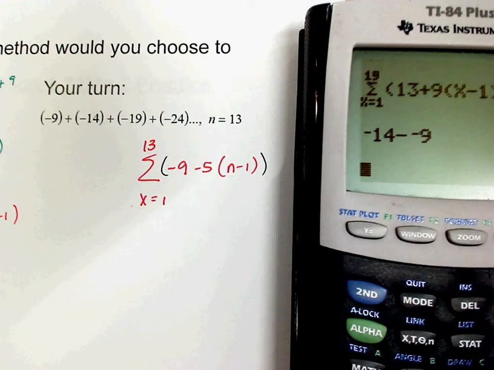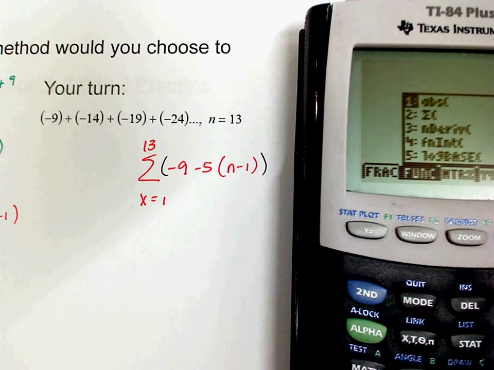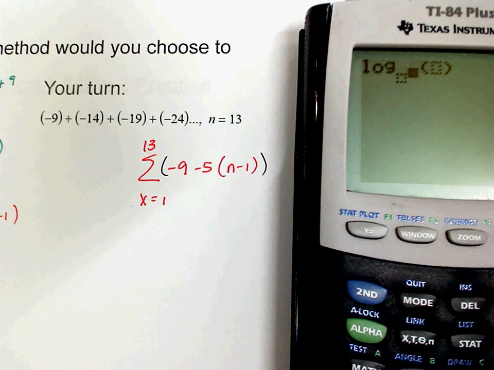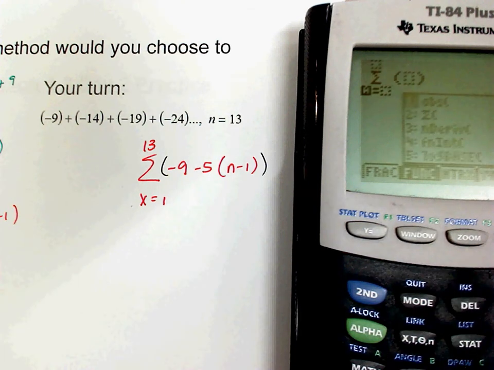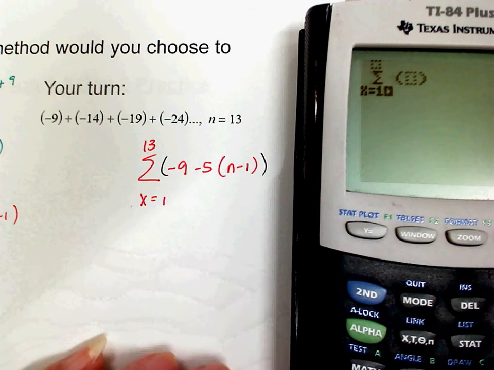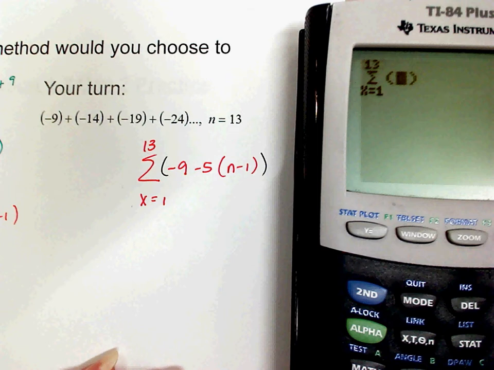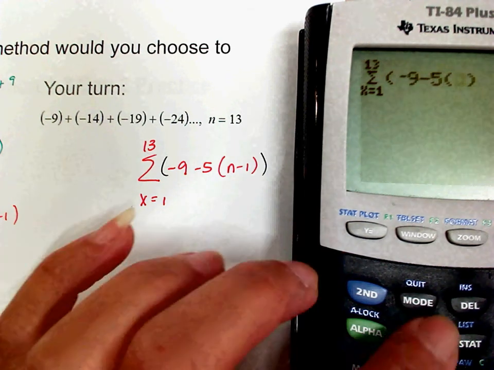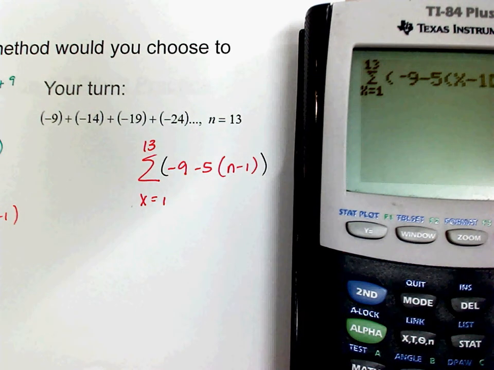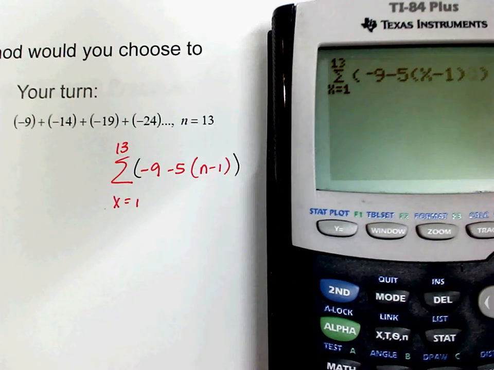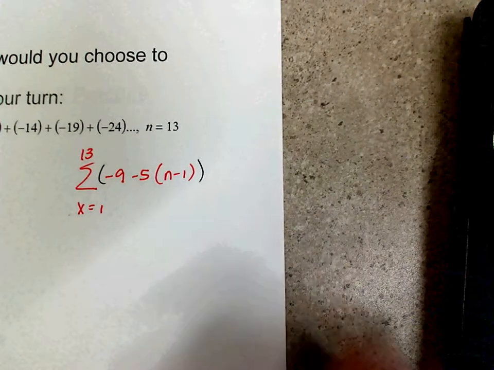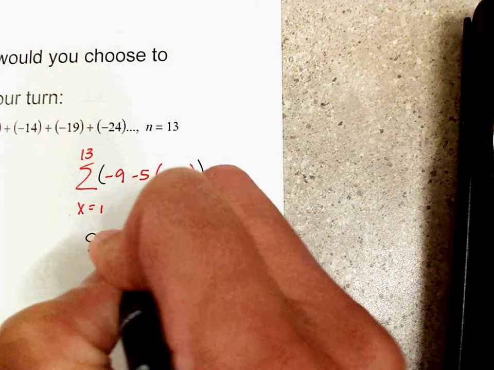Okay, alpha window number 2. Oops, I keep doing that, don't I? Alpha window number 2, x1, going out to 13, negative 9 minus 5, x minus 1. Not negative, but x. So it looks just like it. I like to do that extra set of parentheses. Comes out to be negative 507.